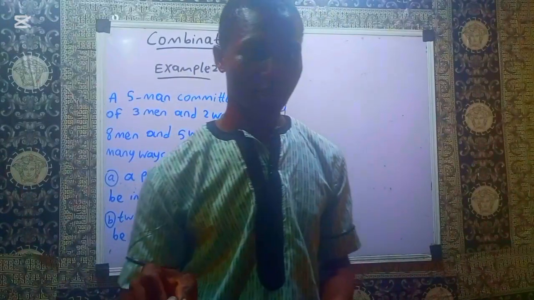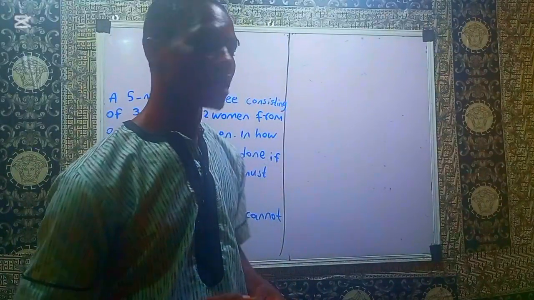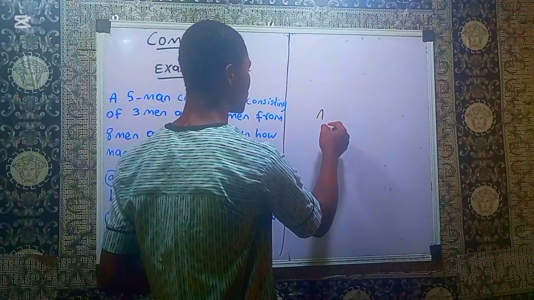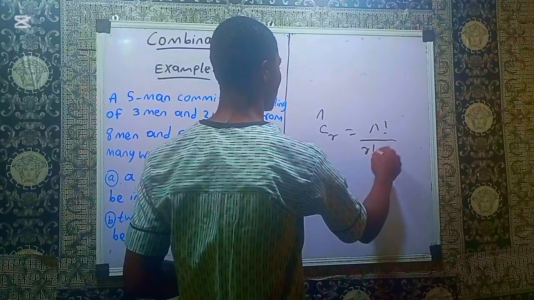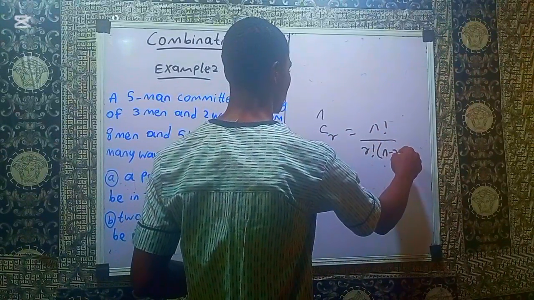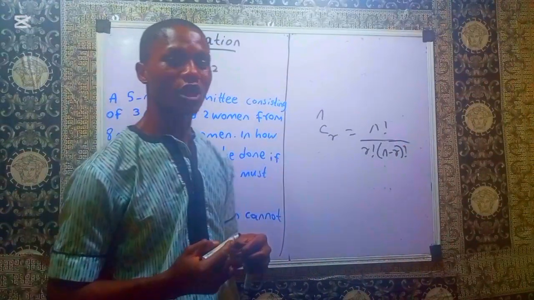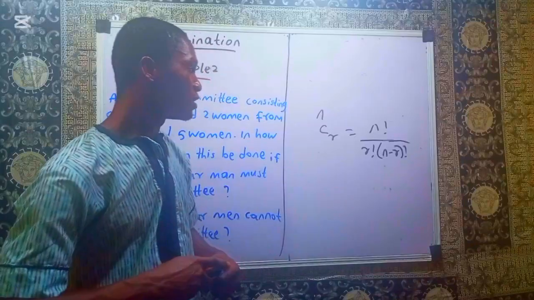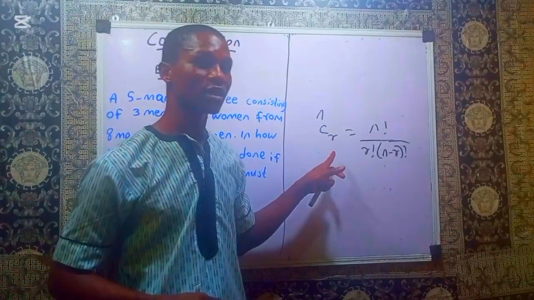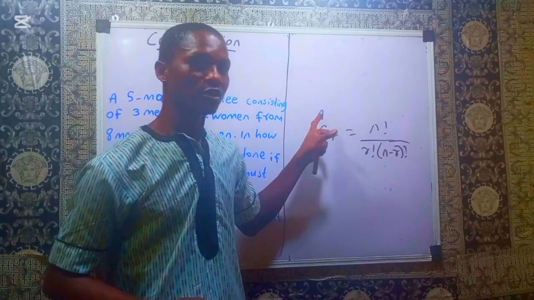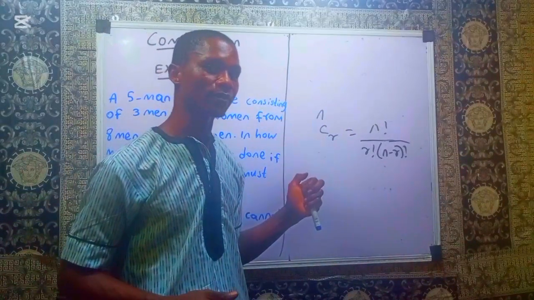This is mathematics class. In our previous class, we studied the topic combination, and we say that nCr is equal to n factorial divided by r factorial multiplied by (n minus r) factorial. This is the formula I gave you in our previous class, and this is simply the number of ways of selecting r objects out of n objects. So you have n objects, but you are selecting r of them at a time.